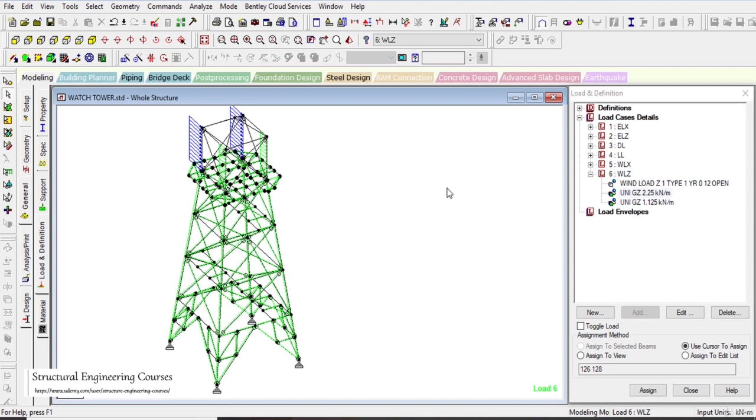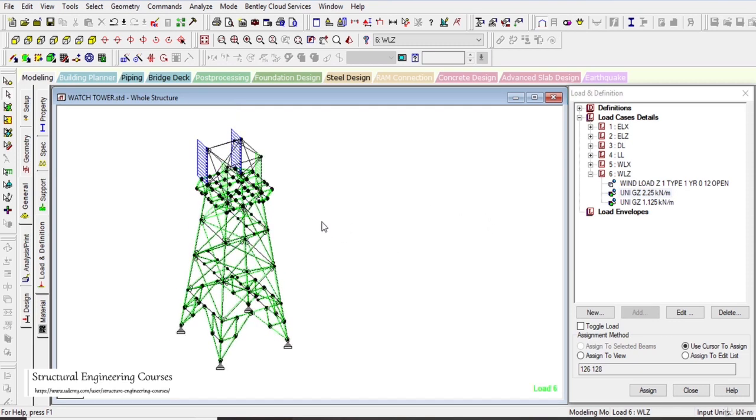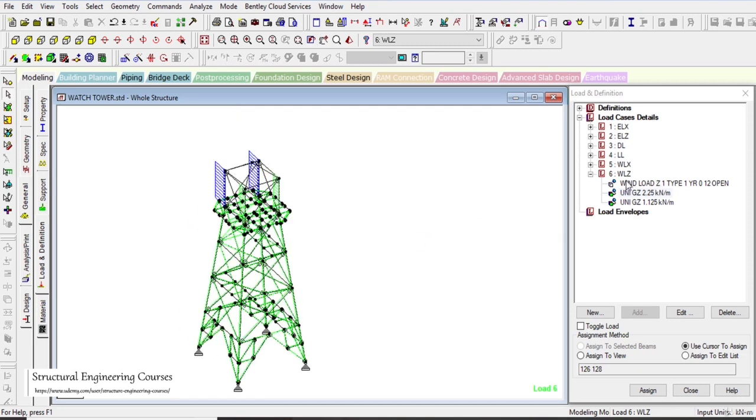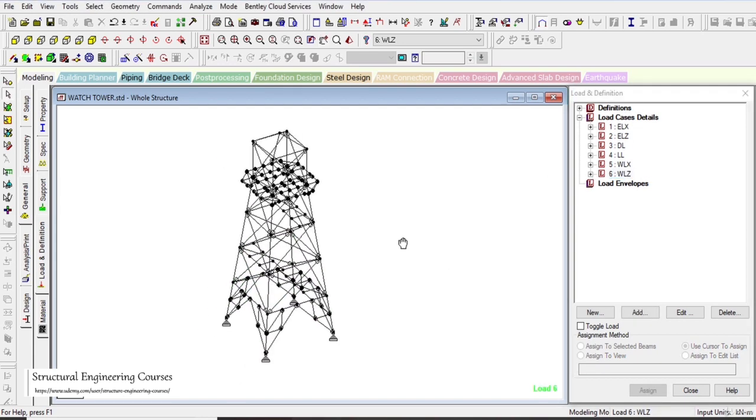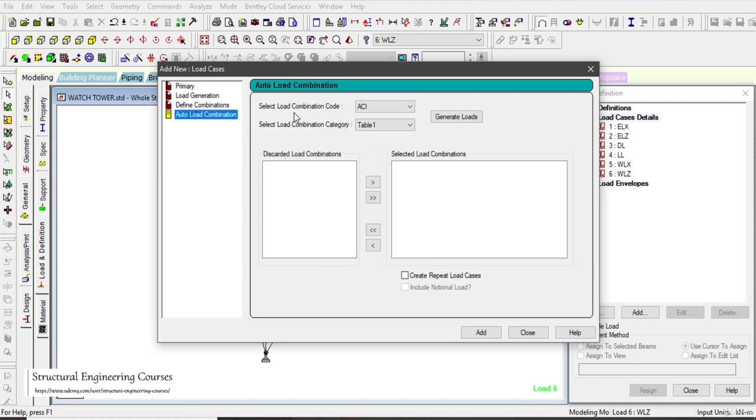So now coming back to the main content of this lecture, that is P delta analysis for this type of member. That is why I have put less focus on all of these load calculations, and I want to put more focus on how to do the P delta analysis correctly. As I told you earlier, when we are going for auto load combination, there is an option called create repeat load cases.